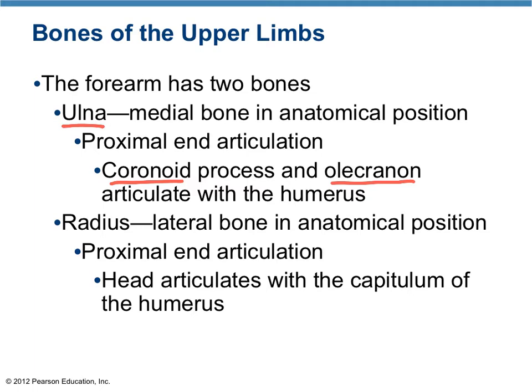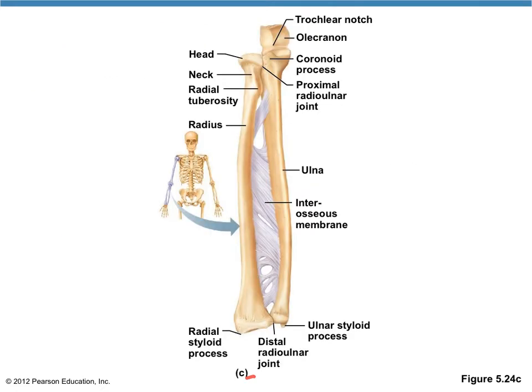The other bone in the forearm is the radius. It's the lateral bone when you're in standard anatomical position, and at the proximal end, it articulates with the capitulum of the humerus. These two bones are next to each other. They're parallel when your hands are palms forward, and the bones will cross each other and make an X when you turn your palms backwards.